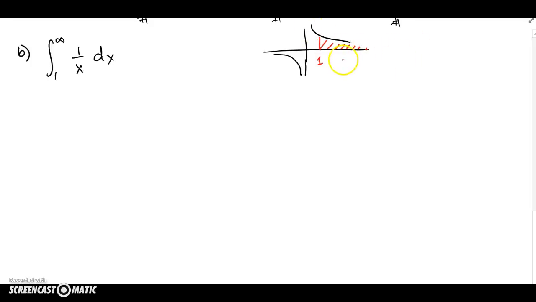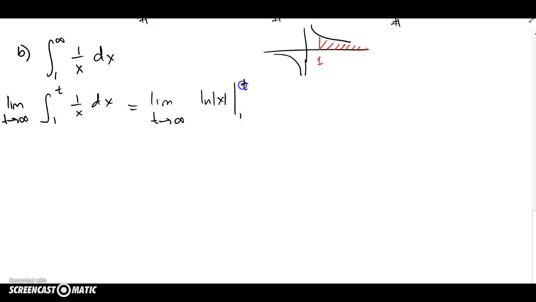There is hope that maybe this will reach a finite number, but we don't know. We're going to have to analyze the limit. So immediately I replaced the trouble point, infinity, with a t, and I made sure I put limit as t goes to infinity. Again, let's analyze this integral, which looks like it's going to be logarithmic. So this is going to be equal to the limit, which you should always carry along with you. This is going to go to ln of x, and we're analyzing it from 1 to t.